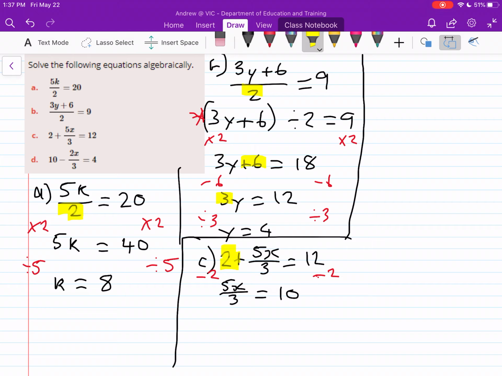Now, we've got 5x divided by 3, so the easiest thing to get rid of, hopefully you're realising this well, is our divide by 3, so we need to multiply both sides by 3.